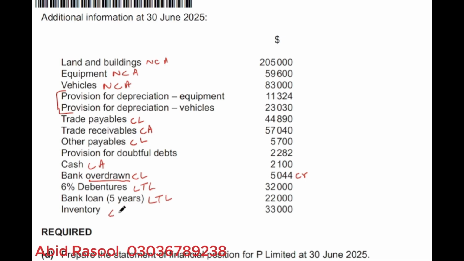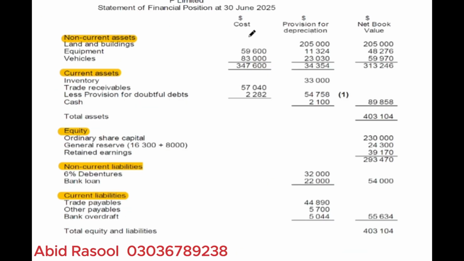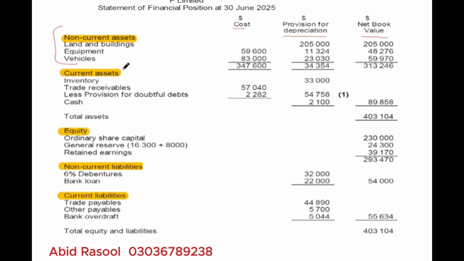Inventory, current asset. We make three columns. First of all, for non current assets: cost, provision for depreciation, and net book value. Students, remember these three columns are just for this block, non-current assets. Okay, from these blocks only this figure goes for the coming calculations. Okay, only this will be included in the next calculations. Other figures, these two columns will be totaled and they will be closed here.